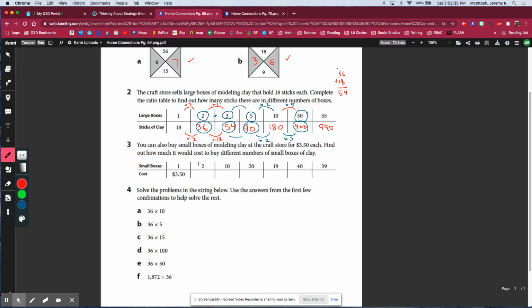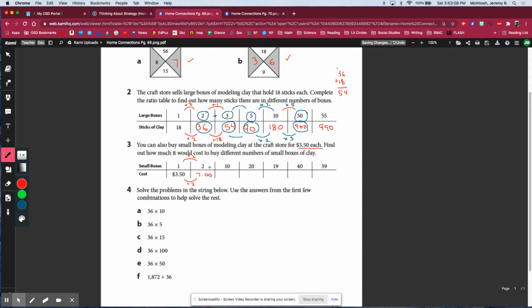Number 3, you can also buy small boxes of modeling clay at the craft store for $3.50 each. Find out how much it would cost to buy different numbers of small boxes of clay. So same concept. Now we're dealing with money and a decimal. That's okay. So start with 1 always. One small box costs $3.50. So to get from 1 to 2, we're just doubling or multiplying by 2. 1 times 2 is 2. $3.50 times 2 is $7.